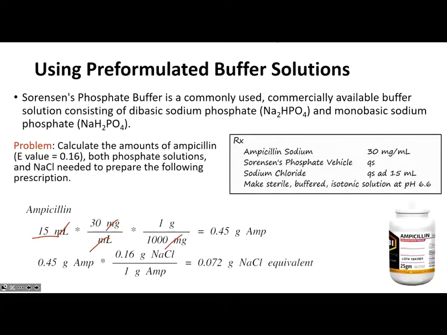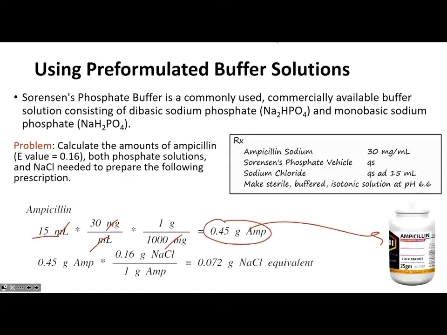Okay? Is everyone okay with that? That's the amount that I'm going to weigh. I really will weigh that amount of ampicillin. But now, let's deal with the tonicity part. We're going to be using the sodium chloride equivalent method because we were given an E value. So in terms of tonicity, it's not so much important to know how much ampicillin is in there. It's important to know how much sodium chloride that ampicillin mimics osmotically.